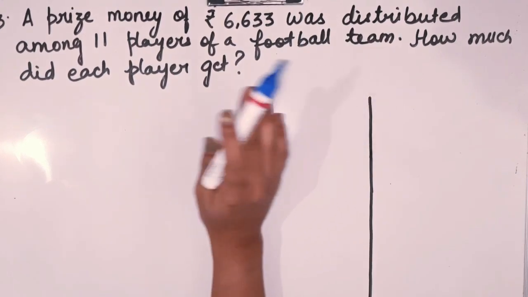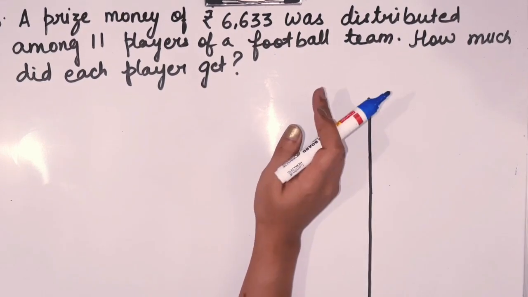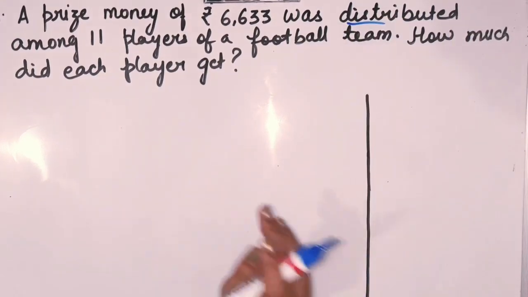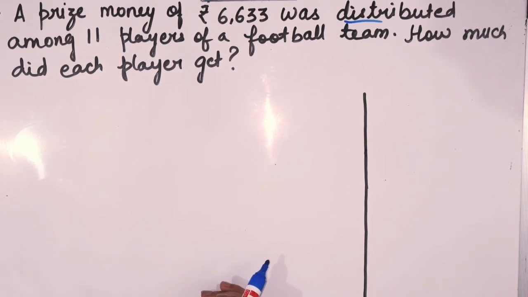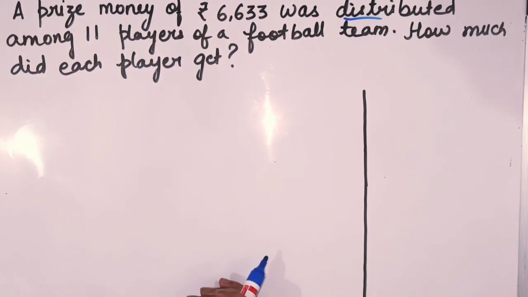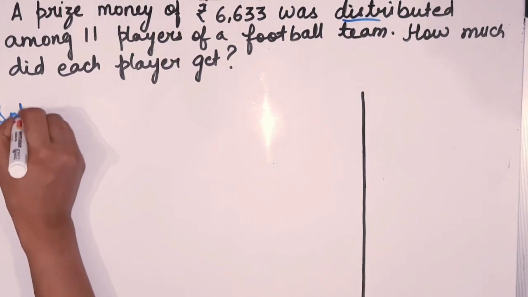The next question is, a prize money of rupees 6,633 was distributed among 11 players of a football team. How much did each player get? You can see the word distributed here. That means that money was divided among 11 players. So we have to divide and find out the amount that each player got. So let us begin with the solution.